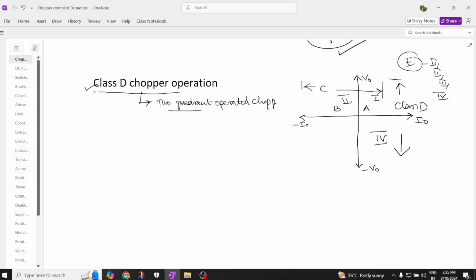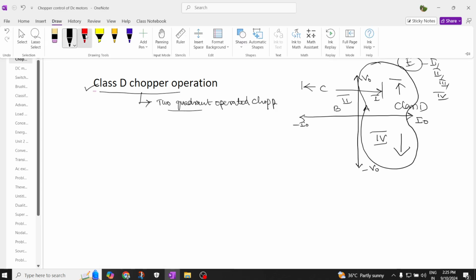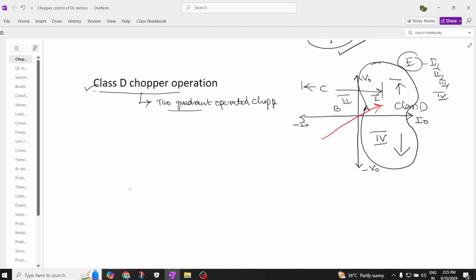Now our class D chopper will operate in the first quadrant as well as the fourth quadrant. Now let's try to draw the diagram and analyze this. Coming to here, what are the different modes of operation? This first quadrant is called the forward motoring mode.